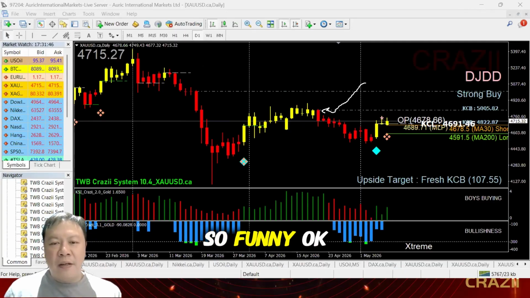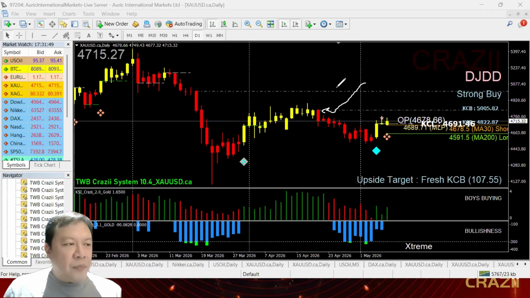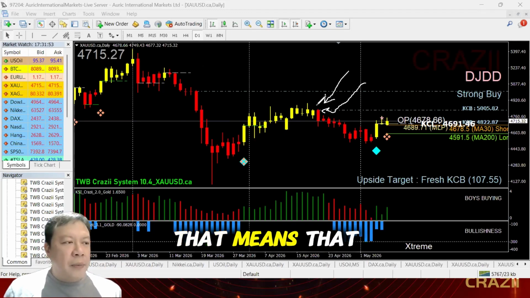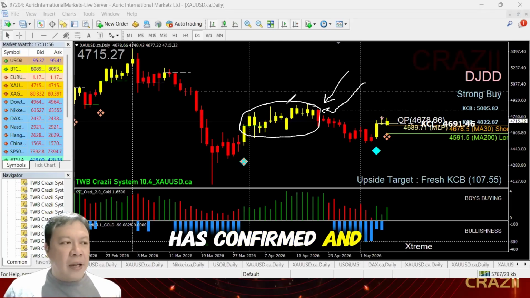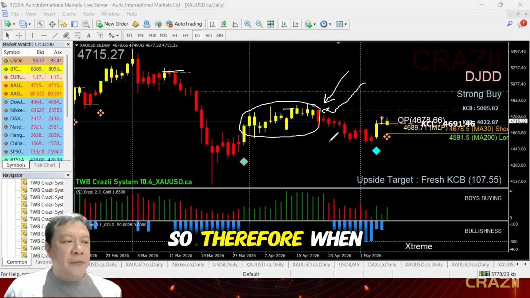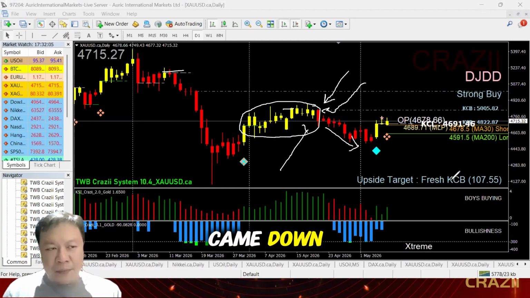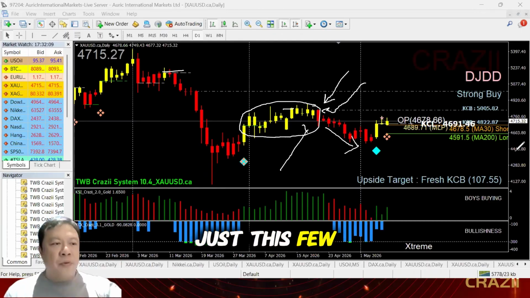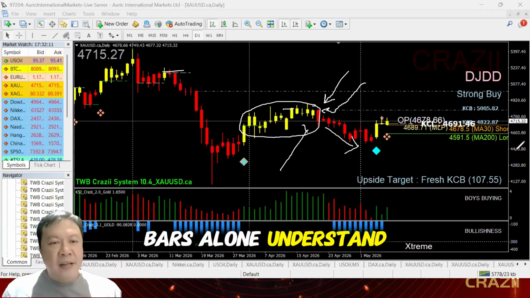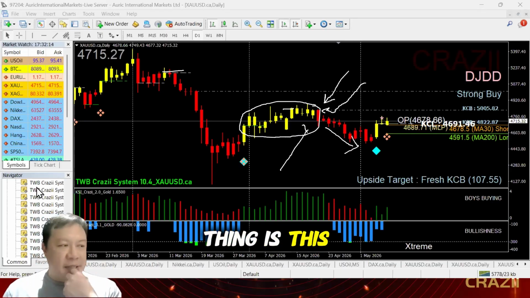It's so funny. Okay, now when the market turns to red, that means this entire yellow cluster has been confirmed. And this yellow cluster's highest closing price is below, right? So when it turns to a red candle, that's why gold came down. Gold came down by almost $150 in just these few bars alone. Understand? So that is how you get the downtrend. Okay, so now the thing is this.